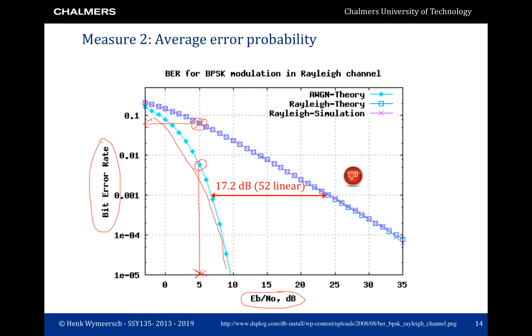So what is important to note from this figure is that even though the SNR on average is the same for the additive Gaussian noise channel as for the Rayleigh fading channel, the Rayleigh fading channel incurs a huge penalty, many tens of dBs depending on the operational bit error rate. So the Rayleigh fading channel is a very bad channel to communicate over compared to the additive white Gaussian noise channel for the same average SNR.